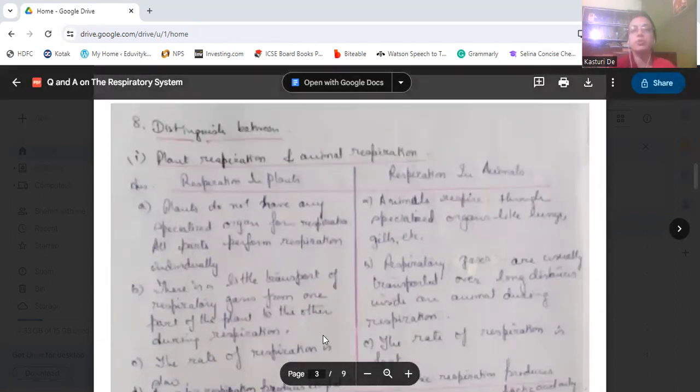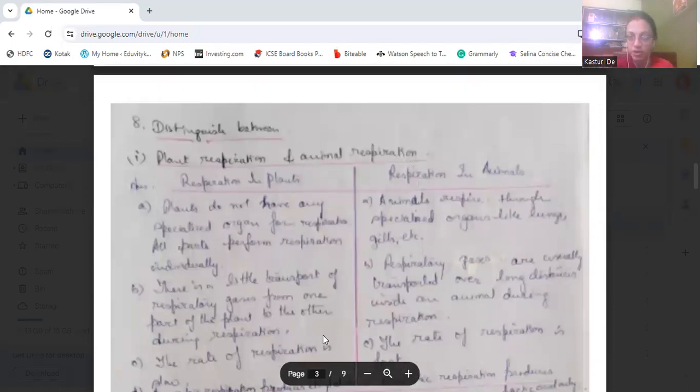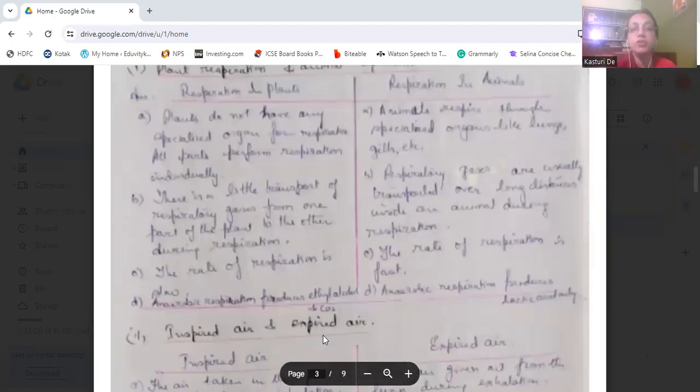Now we come to distinguish between plant respiration and animal respiration. The plants do not have any specialized respiratory organ. All the parts of the plant perform this respiration process individually. So we know that the whole body of the plant, mainly the leaves, respire through the stomata. But in animals, we have seen that there are specialized organs like lungs and gills, which help in respiration.